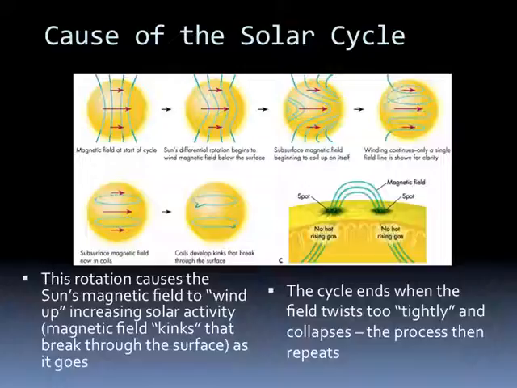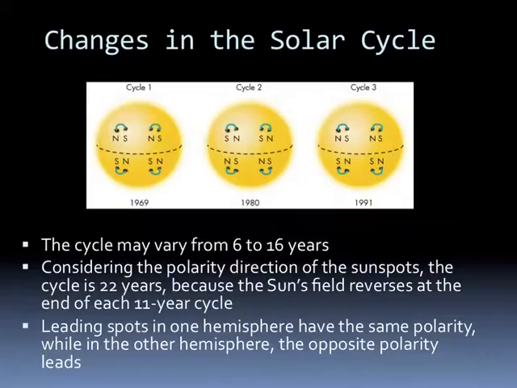Now, this rotation causes the sun's magnetic field to wind up, which increases the solar activity. The magnetic field essentially starts off like the magnetic field from a bar magnet, but as the center of the sun twists, it starts to twist the magnetic field lines, and as it does, we get magnetic field lines in coils around the sun. Those coils can kink and break through the surface and cause sunspots. The cycle ends when the field twists too tightly and collapses, and then the process starts over and repeats. That cycle can vary anywhere from 6 to 16 years. On average, as we said, it's about 11 years.